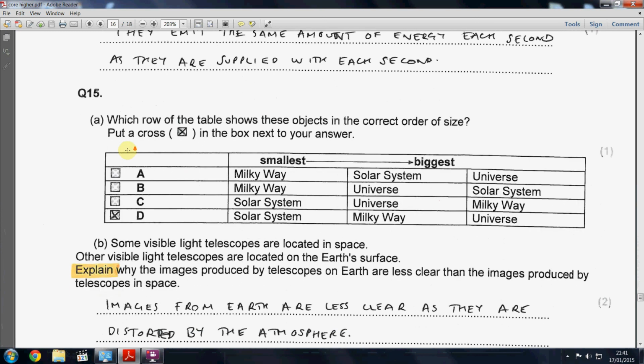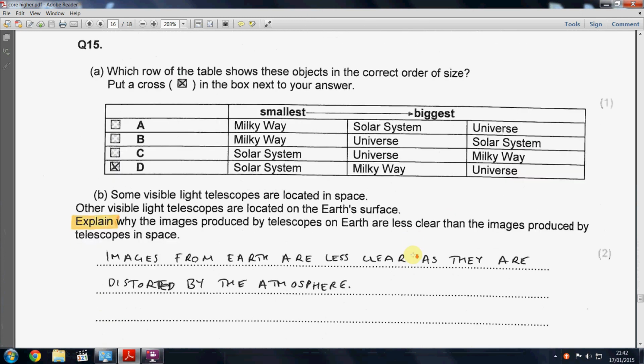15. So we've been asked here to put some objects in the universe into smallest to biggest. The 3 objects are the Milky Way, the solar system, and the universe. Hopefully you know the solar system is the smallest. The Milky Way, the galaxy that our solar system is in, is the medium one. And as the universe is everything, the universe by definition has to be the biggest. And if you knew the universe was biggest but you didn't know the others, you could take a guess from A or D because they're the only 2 where the universe is shown as the biggest. Maybe that helps, maybe that doesn't.